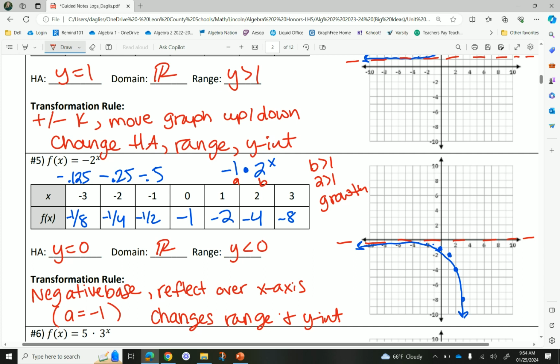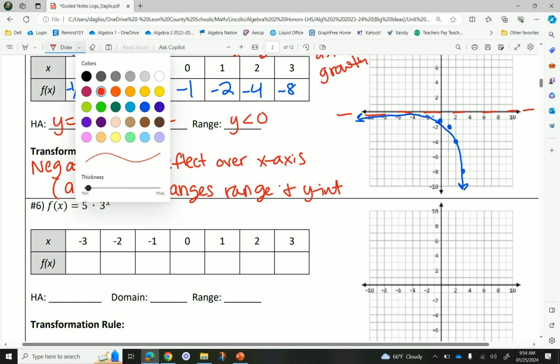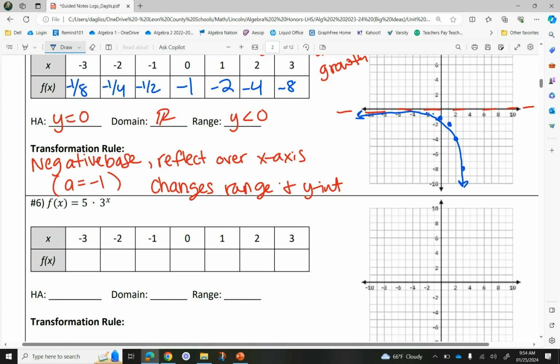Gotta watch out. Because remember, it's all about that base. About that base. About that base. You laugh at me, but you're not going to forget it.